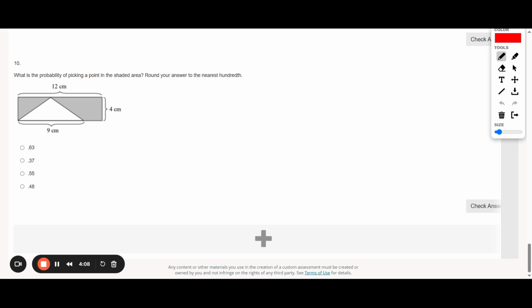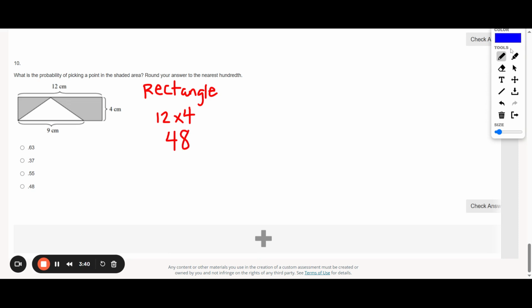So the first thing we want to do is figure out the area of the rectangle. For our rectangle, that's a pretty simple one for us to be able to figure out. Remember, it's base times height, base of 12 times the height of 4. So the area for our rectangle is going to be 48.